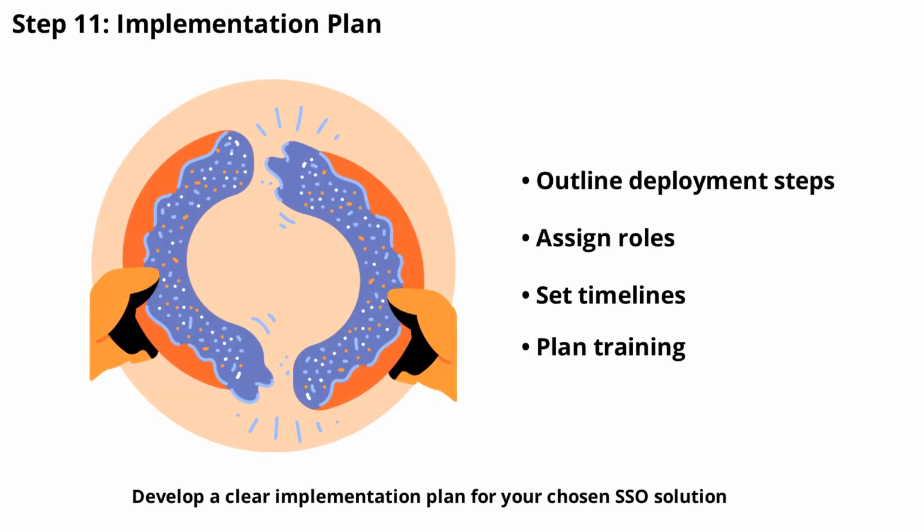Develop a clear implementation plan for your chosen SSO solution. Outline steps for deployment, user onboarding, and training. Assign roles and responsibilities to ensure a smooth rollout. Set timelines and milestones to track progress. A well-structured implementation plan minimizes disruptions and ensures your marketing team can start benefiting from SSO quickly.